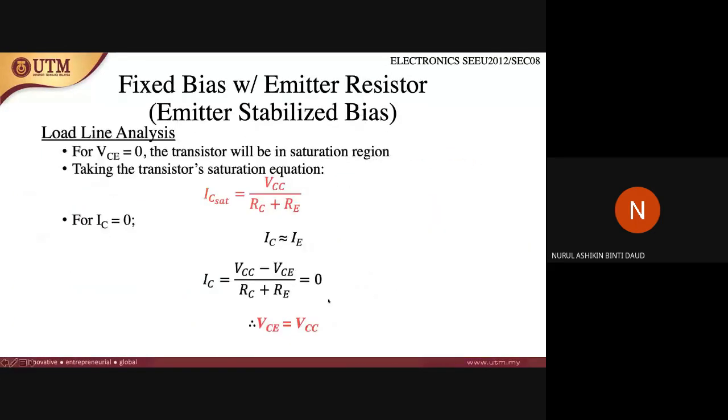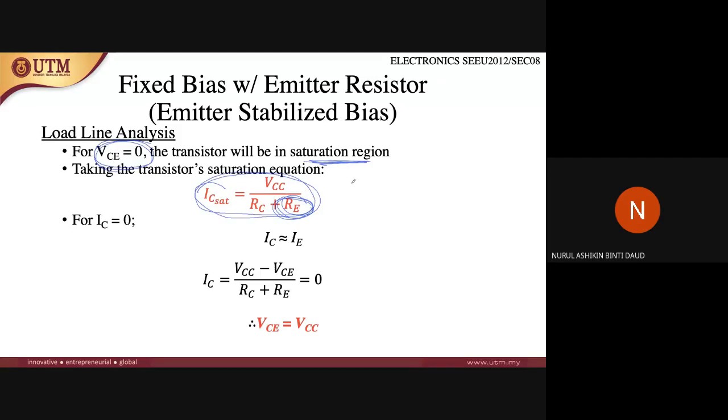So next, let's look at how to plot the load line analysis for this circuit, this emitter stabilized bias circuit. For you to plot the load line analysis, first of all, we need to decide that VCE is equal to 0, so the transistor will be in the saturation region. Taking the transistor saturation equation, it is the same as before, if I'm not mistaken, but with the addition of RE.